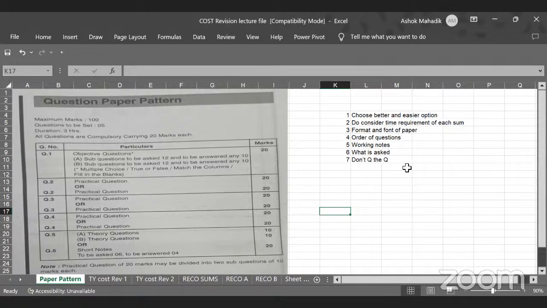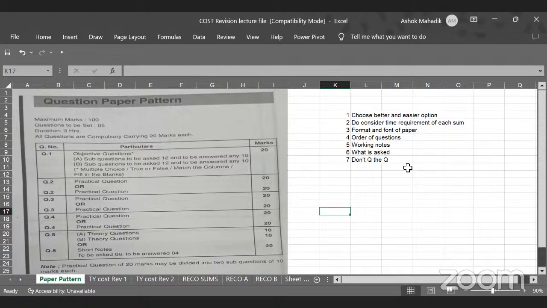And some important tips. As I told you, question 2 to 5, each one will have internal choice, to choose the better option. Always there will be an easier option to each question. So whichever you find easier, please choose that and solve it. Number 2 tip is do consider time required for each sum. Sometimes 2 questions of 10 marks each will take lesser time than 1 question of 20 marks. So choose the question accordingly.